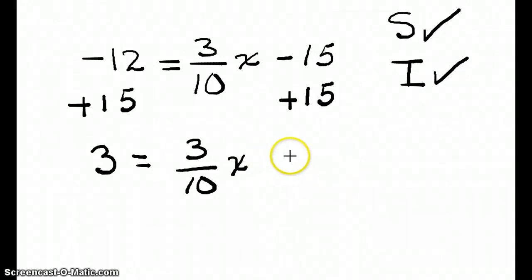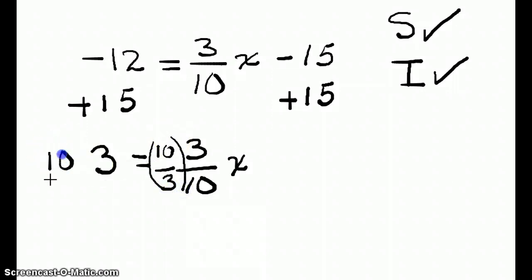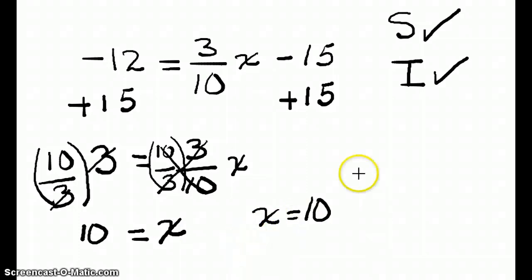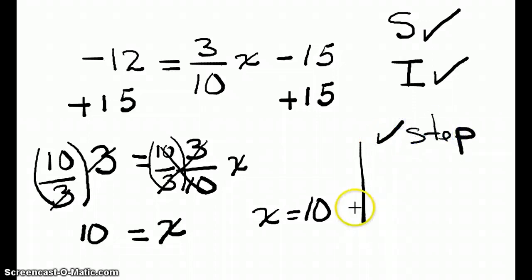So the multiplicative inverse here, we're going to divide by 3/10 or multiply by its reciprocal. This will cross simplify. So we have 10 equals x. And it's okay if you want to write x equals 10. Okay. So again, I'm going to leave you to do your check step. Make sure I did the math correctly. And we've done the division.